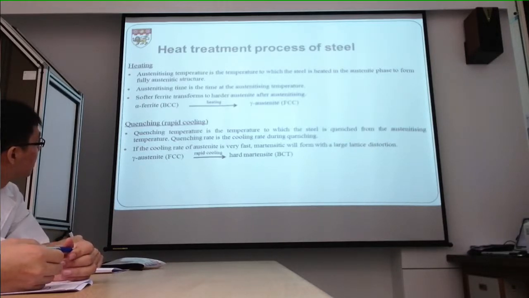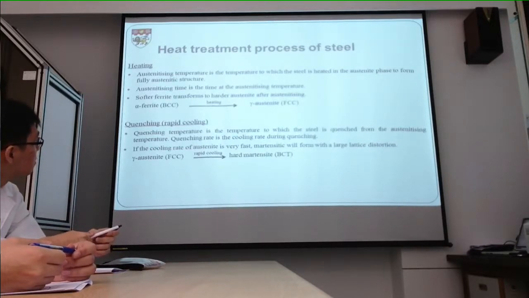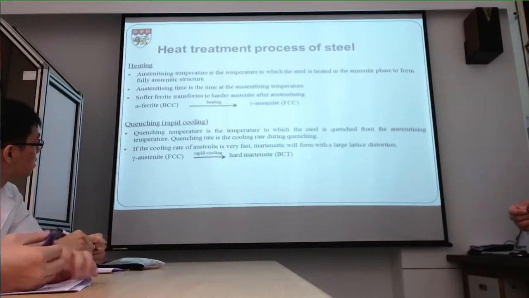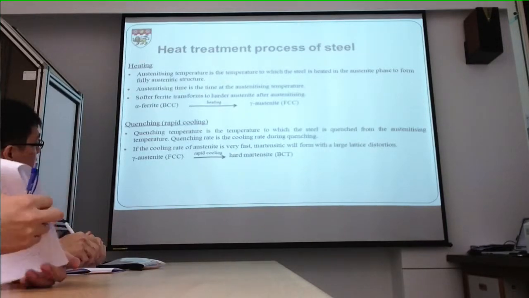And quenching, which you can call rapid cooling. The quenching temperature is the temperature to which the steel is quenched from the austenitizing temperature. Quenching rate is the cooling rate during quenching. So if the cooling rate of austenite is very fast, martensite will form with a large lattice distortion.